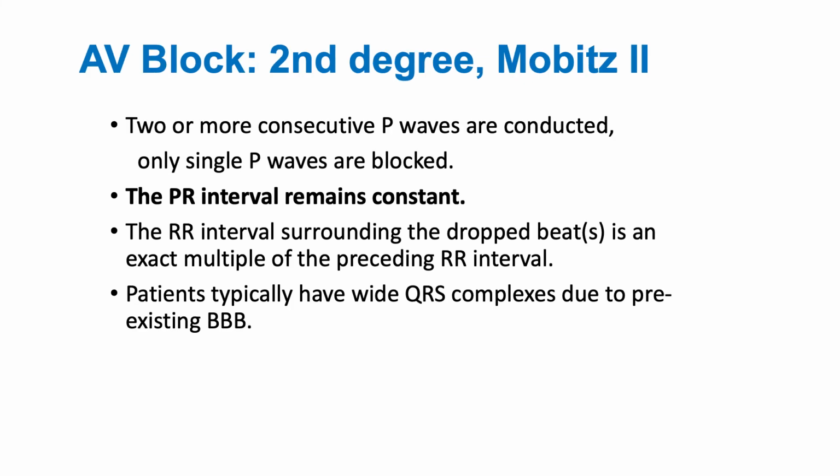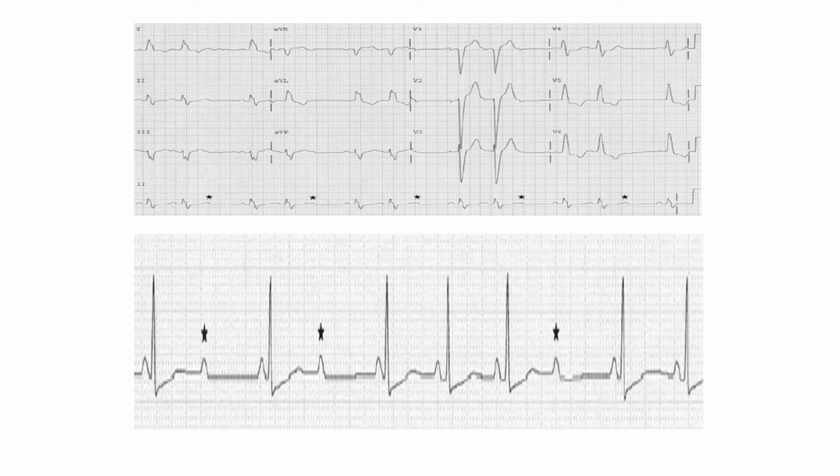The AV block, second degree Mobitz type 2. Two or more consecutive P waves are conducted, only single P waves are blocked. The PR interval remains constant. The PR interval surrounding the dropped beats is an exact multiple of the preceding RR interval. Patients typically have wide QRS complexes due to pre-existing bundle branch block. This is the evidence of Mobitz type 2 AV block. This P wave is not conducted, PR interval is okay, this P wave is not conducted, these three are conducted, then one is not conducted, and the PR interval remains almost the same, equal.